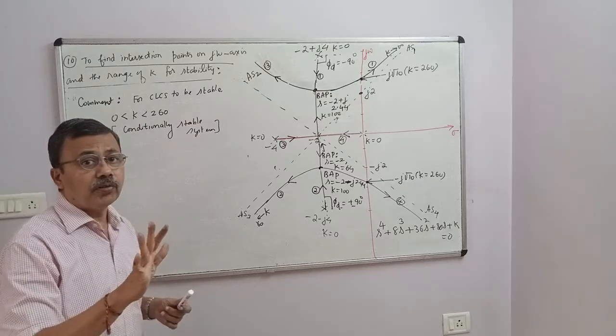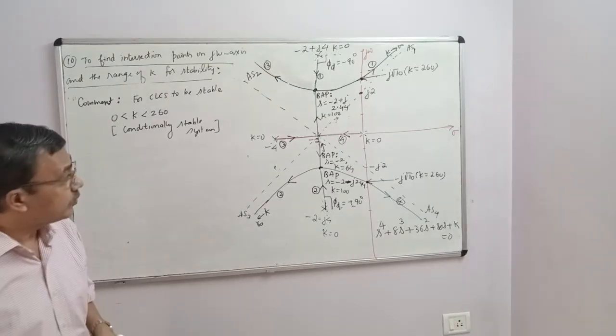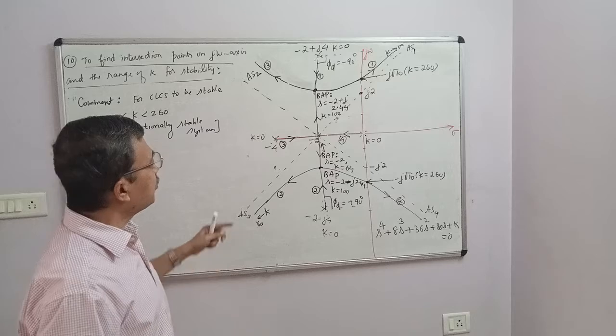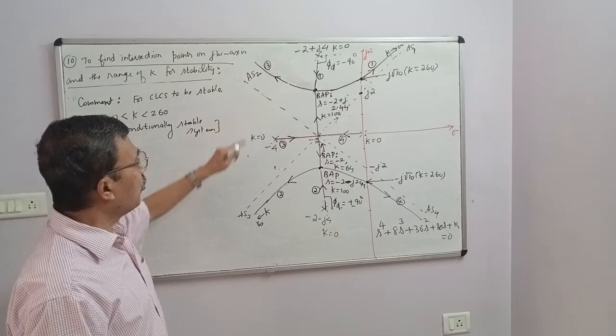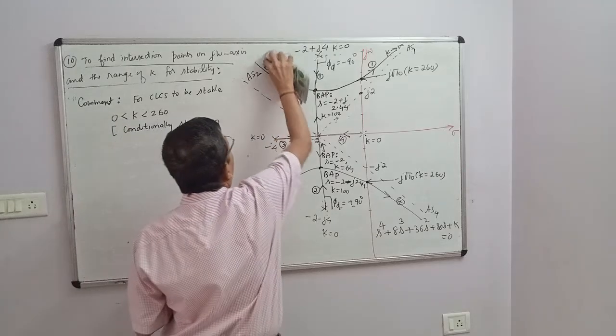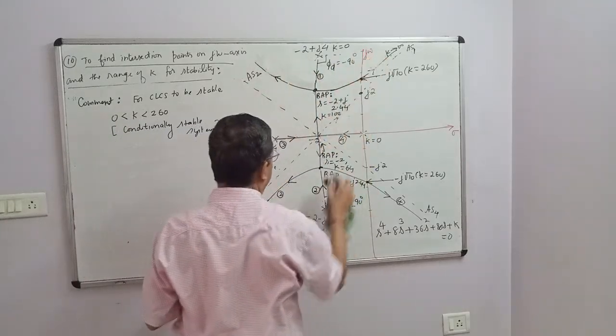I hope there is no confusion. If you have got any doubts regarding this, you can ask me. There are 4 branches. Each branch has to start on a pole and end on a 0. Again, let me explain. I'll wipe these numbers now.